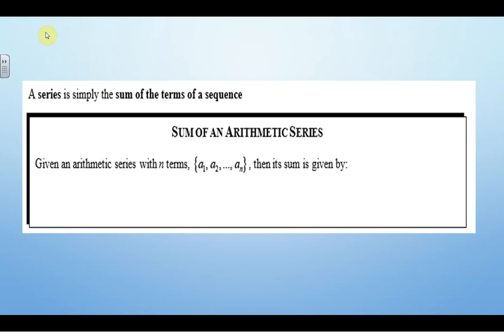So now we're using a different word. We're not using the word sequence, we're using the word series. A series is the sum of all of the terms of a sequence.